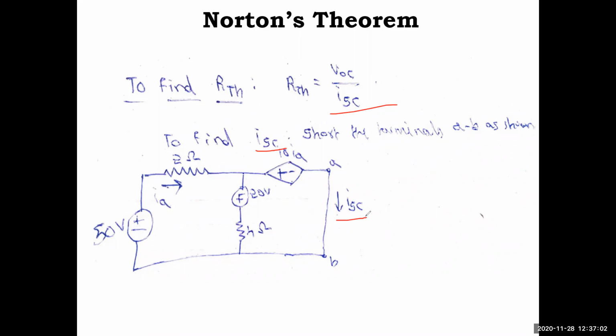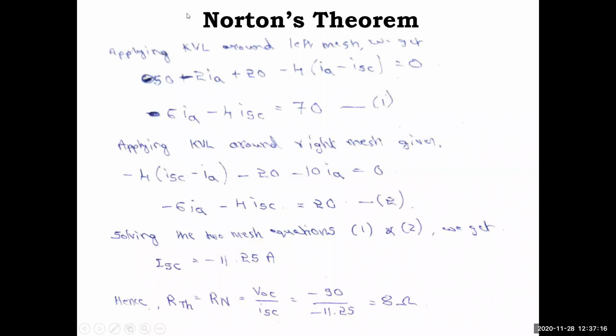Okay, so how to do this? You can go for loop analysis as well as node analysis, whichever way you like. Note down this figure. I have applied the KVL, so I will get two equations now. Okay, so you have the circuit there, just look at it. Whichever way you can do, as I told you.